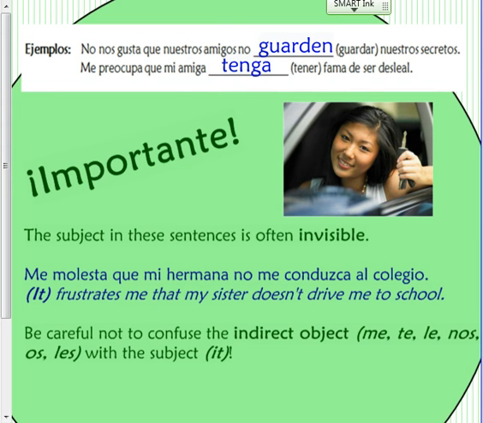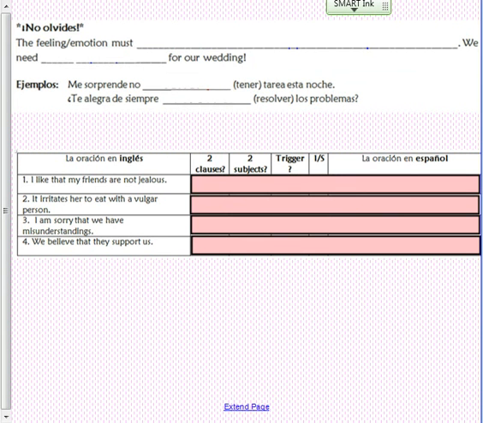Be careful not to confuse the indirect object, me, te, le, nos, os, les, with the subject of the sentence. Remember that the verb will always be conjugated for the subject. So, now that we are excited about these new trigger phrases, don't forget, the feeling or emotion must be a reaction to what happens in a separate clause.